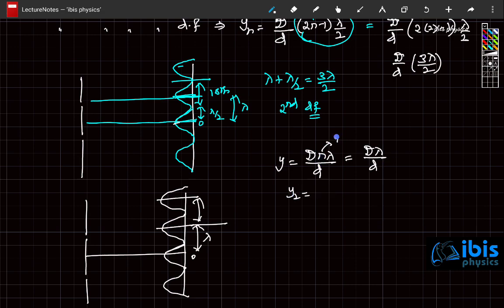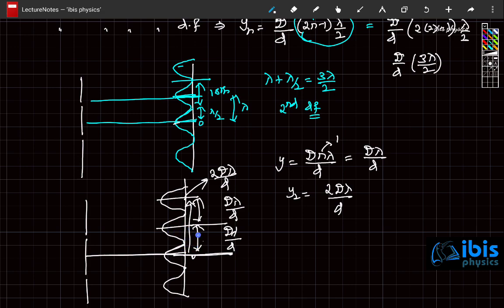What about the second bright fringe? n is equal to 2. So 2D lambda by d. So this distance from the center, from the 0th one, this distance y is equal to D lambda by d, and this is another D lambda by d, and the next bright fringe is also D lambda by d. So the distance from the center to here is 2D lambda by d, because D lambda by d plus D lambda by d. The nth one means nD lambda by d.